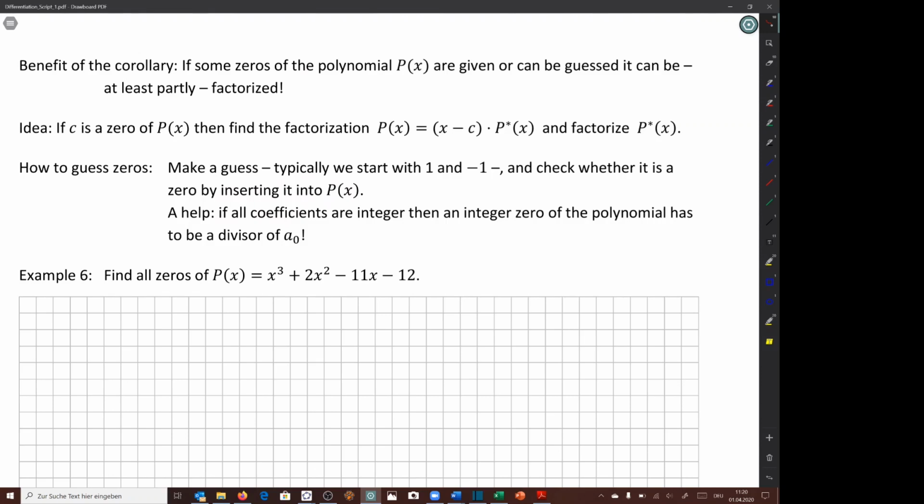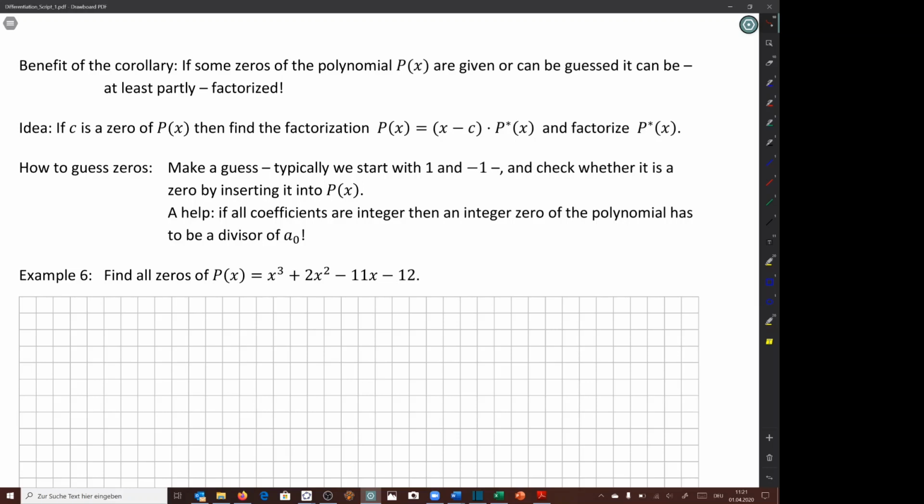How do we guess zeros? Well, we make a guess and typically we start with 1 or then with -1, and we check when we insert this value for x, so 1 or -1, into the polynomial p of x, whether it is really 0 or not. If it's not, we may take 2 and -2 and 3 and -3, and then slowly it is enough. So if it works with guessing, it should be one of these numbers.